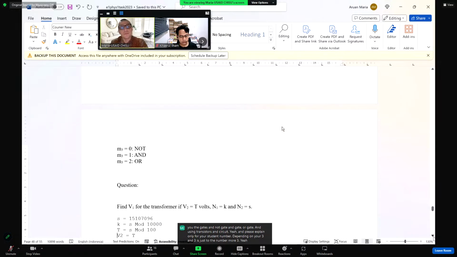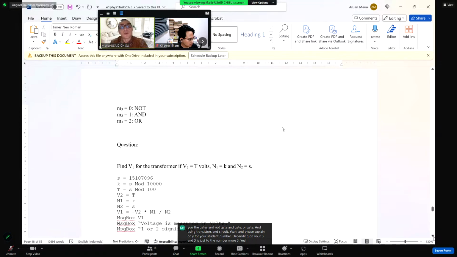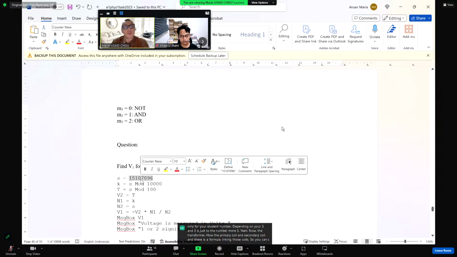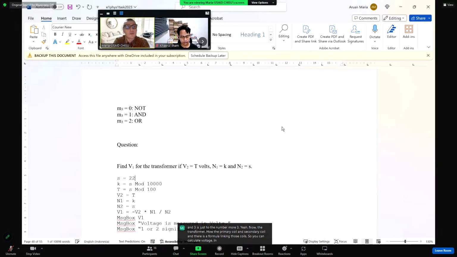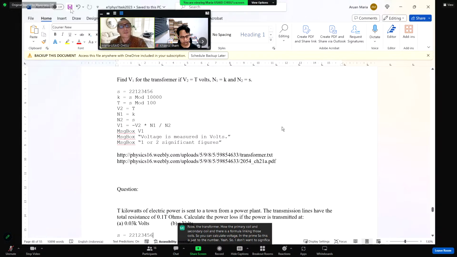Now, the transformer has the primary coil and secondary coil, and there is a formula linking those coils, so you can calculate voltage in the primary coil. So this is your student number. Either one or two significant figures.